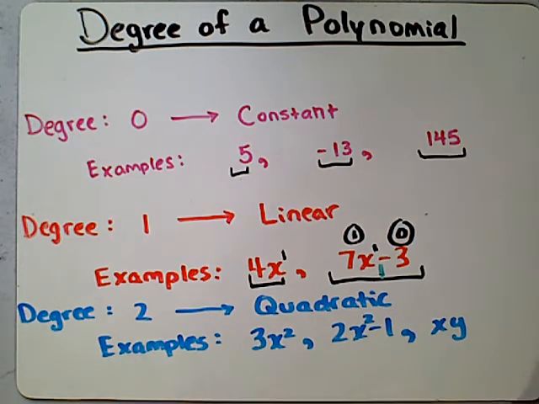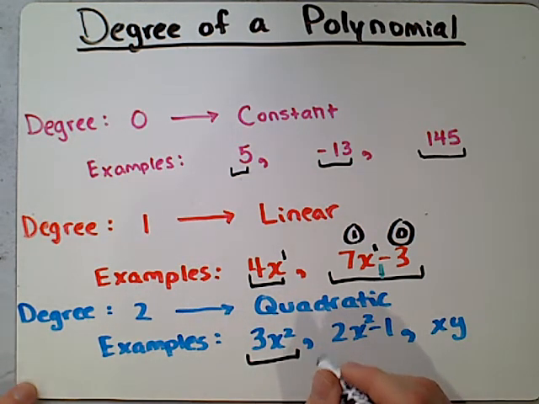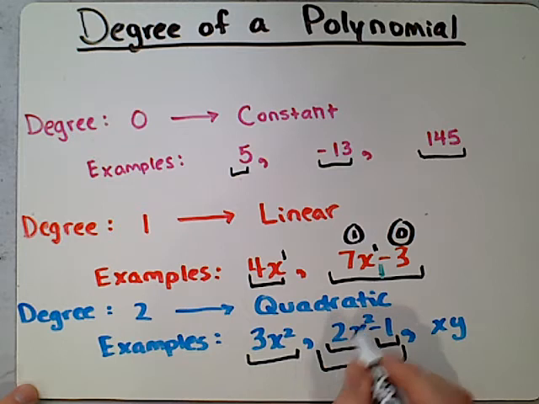Quadratics are going to be to the second power, so we have a 3x squared. This term is obviously to the second power. It makes finding that degree relatively easy. When you're looking at a binomial, again, you focus on the term that has the highest degree. So here we have a second degree term and a 0 degree term, so we say that this particular expression has a degree of 2.